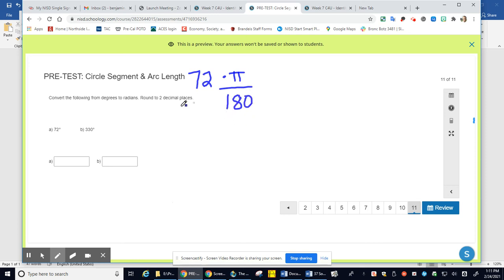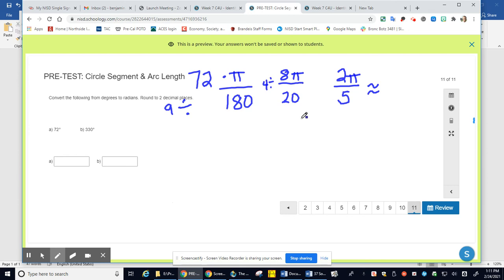Okay, now 72 and 180, I need to find a common multiplier. Okay, I know that 9 goes into both 72 and 180. So what if I divide them both by 9? That gives me 8 pi on top and 20 on the bottom. Okay, which has some more, right? 8 and 20, I can divide both of those by 4. So that gives me 2 pi on top and 5 on the bottom. Okay, now that would be in terms of pi, 2 pi over 5.